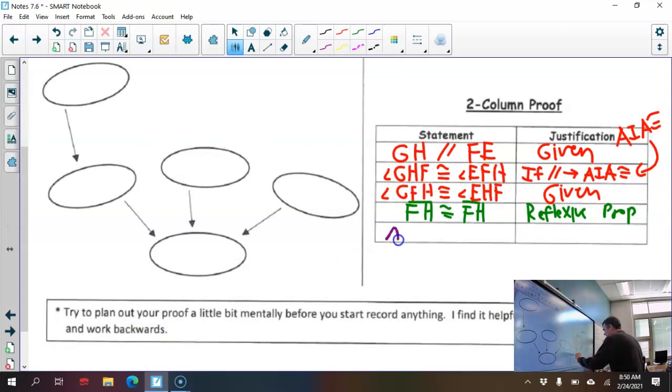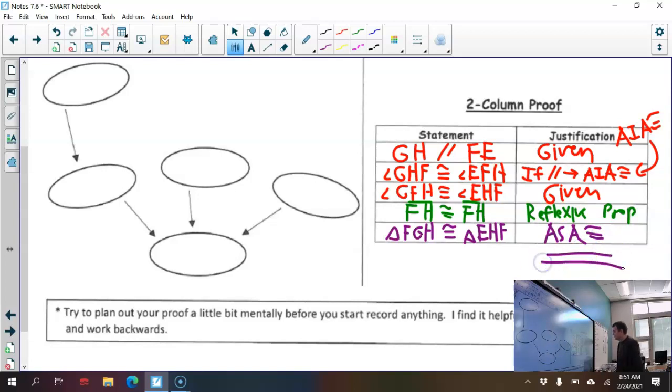I can now say that triangle FGH is congruent to triangle EHF, and that would be by the angle side angle congruence theorem. Right? You're always going to use either angle side angle or angle angle side as your reason that two triangles are congruent. Okay, now let's look at a flowchart proof.